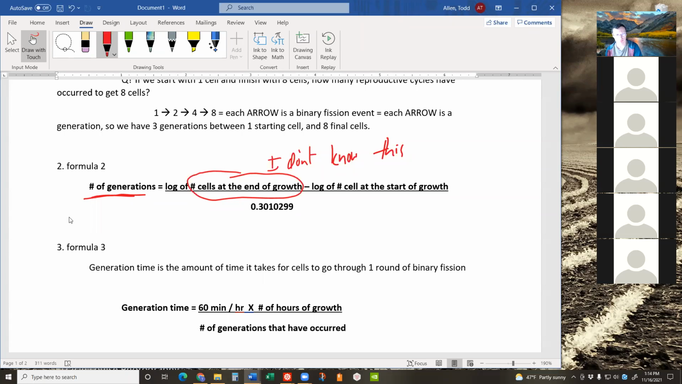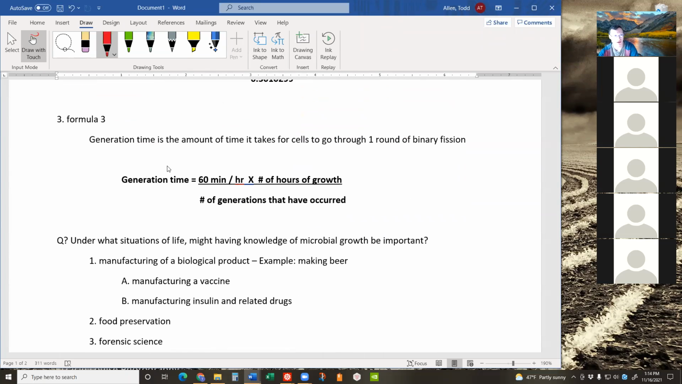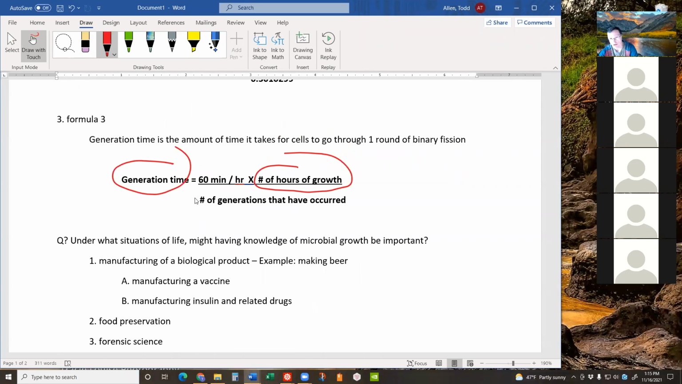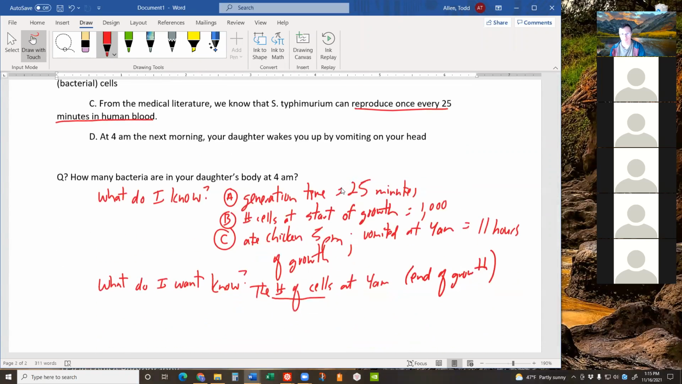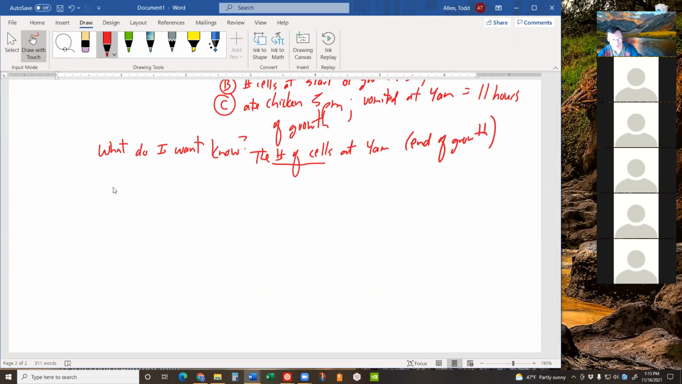I don't know that, so I can't use this. Well, okay, that doesn't help me. But what else do I know? I know the generation time, right? I know the number of hours of growth. So if I just kind of work this logic out here, I should be able to get the number of generations that have occurred, right? All right, so we have 11 hours of growth, and we know that there are 60 minutes in 1 hour, right? So that means the total period of time of growth is 660 minutes.